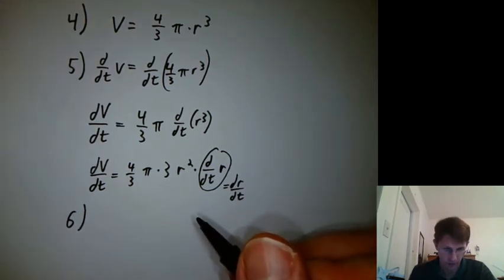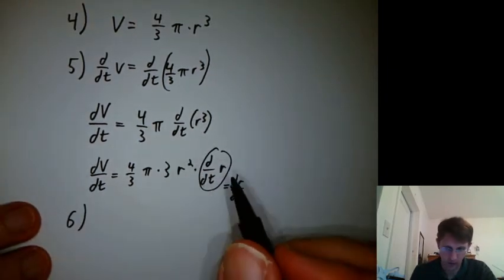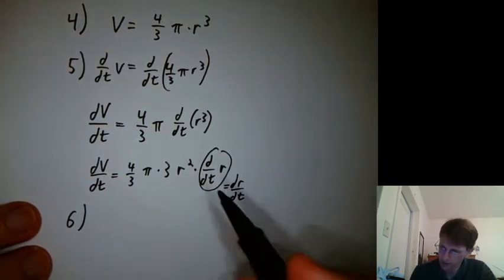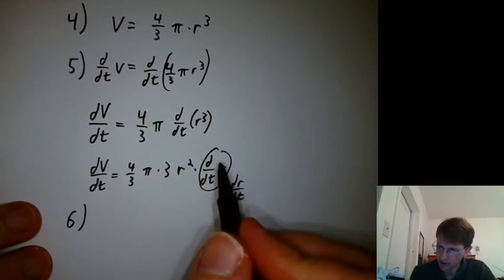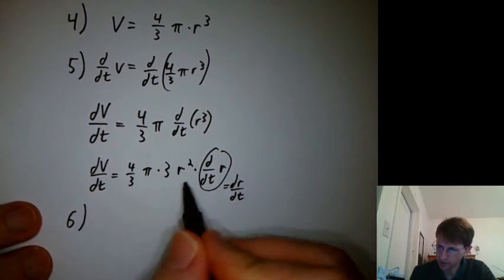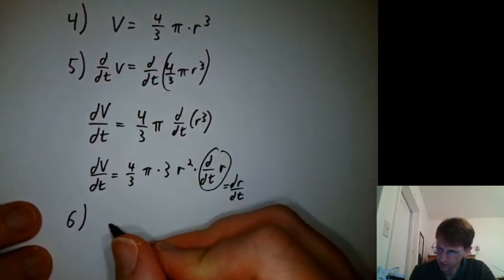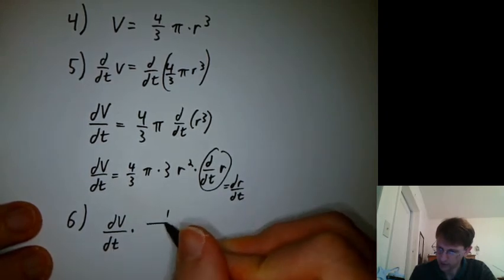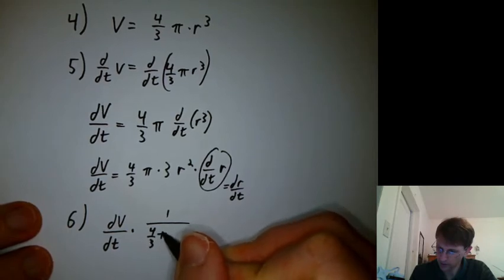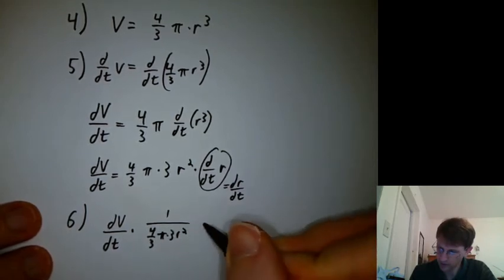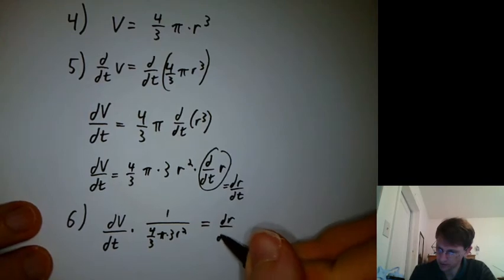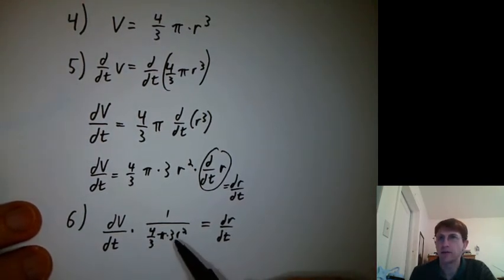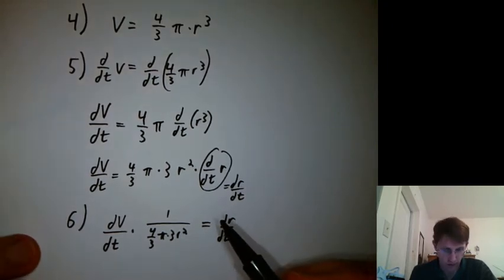Step 6, solve the result of step 5 for what you want, which was listed in step 3. We want dr/dt. So how do I solve this for dr/dt? Just divide both sides by this stuff. So we'll have dV/dt times 1 over 4/3 pi times 3r squared equals dr/dt. Yeah, I could have canceled the 3 with the 3 there, but you don't need to.